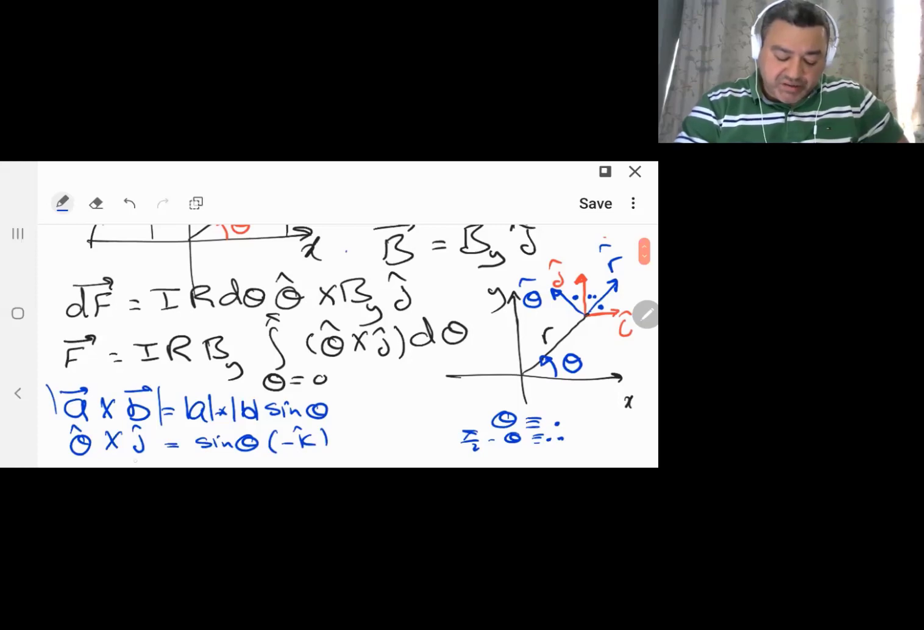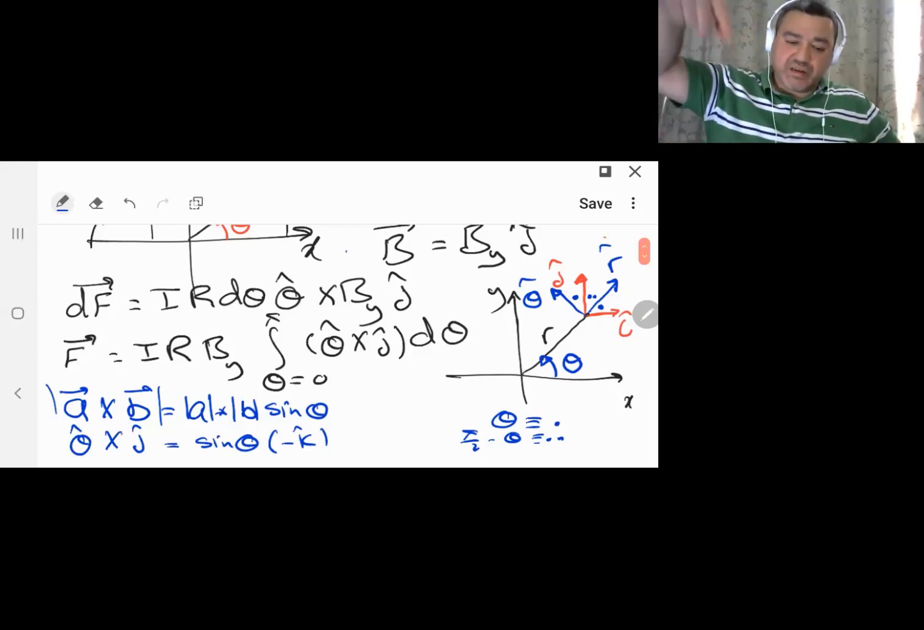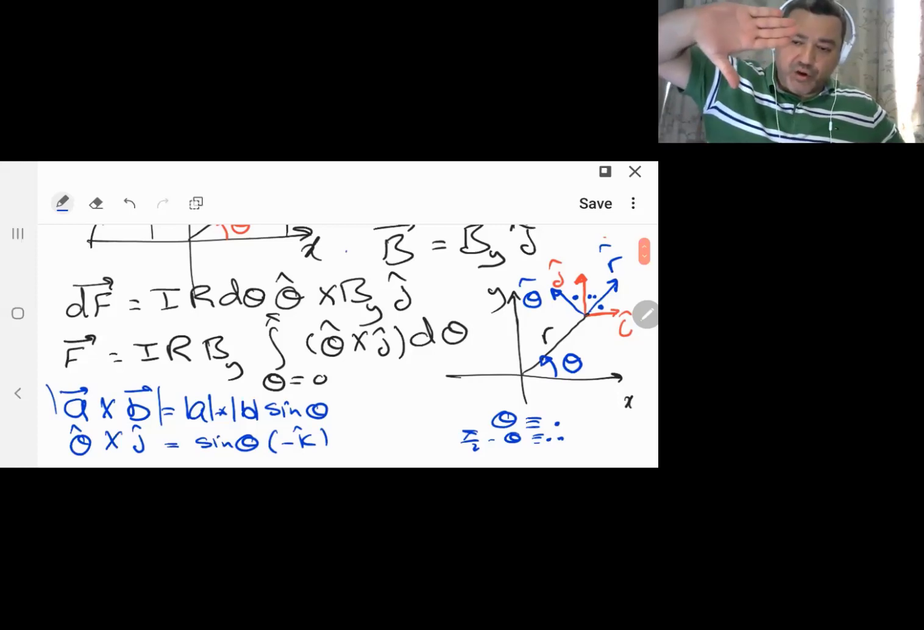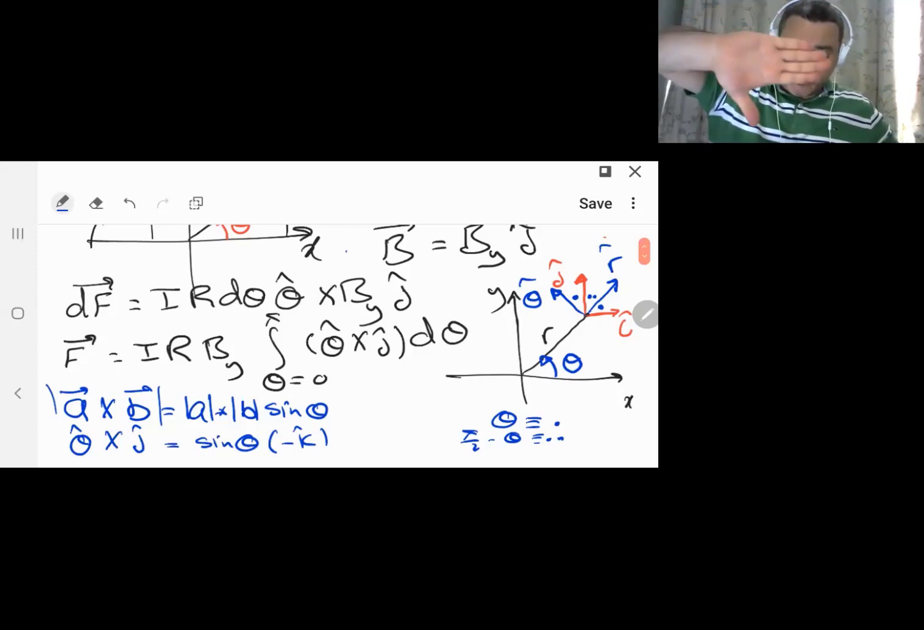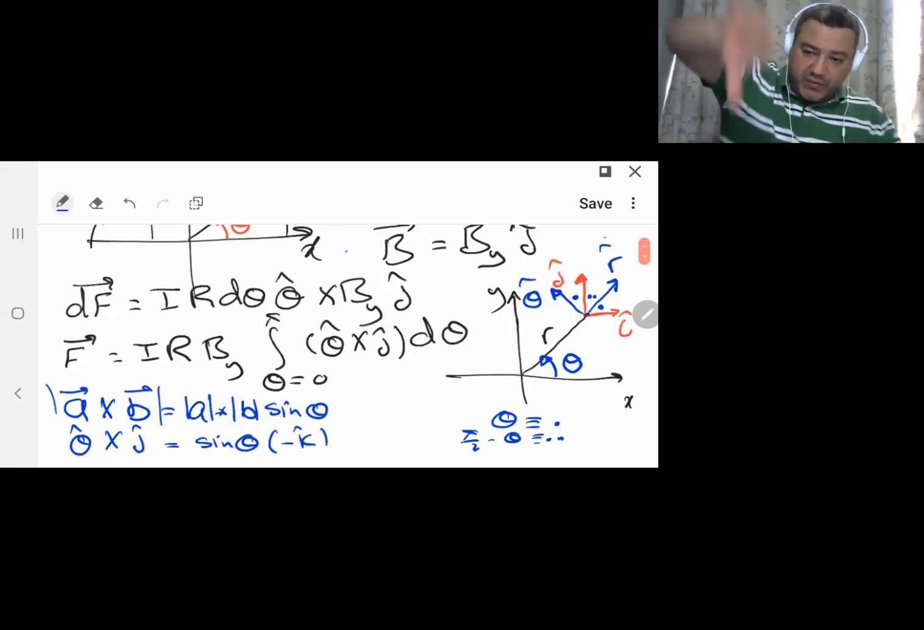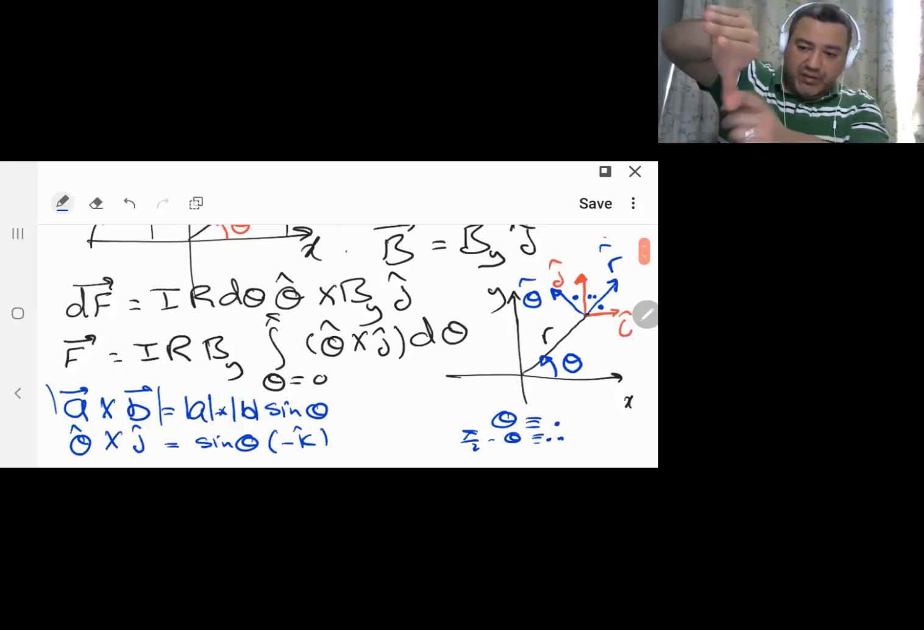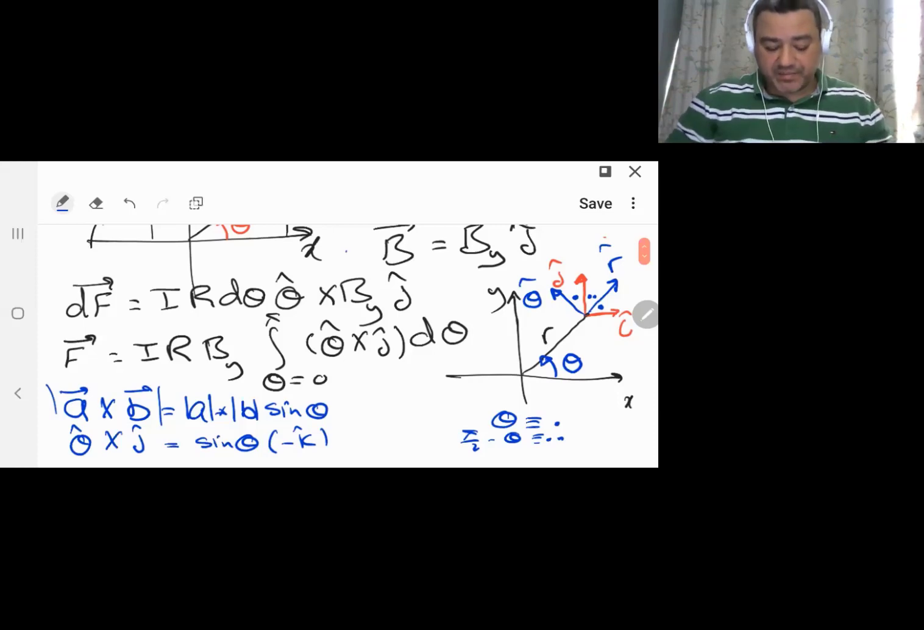So theta hat cross J hat equals sine theta, because the angle is not 90 degrees, and the direction is going into the minus K hat, because if you take the right hand, using the fingers, go from theta toward J. This is the theta curl toward J. It gives you the result of the cross product, which in this case points in the negative direction of the Z, and that's why it is minus K hat.